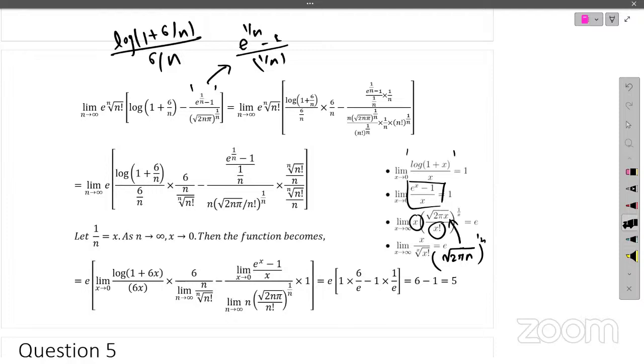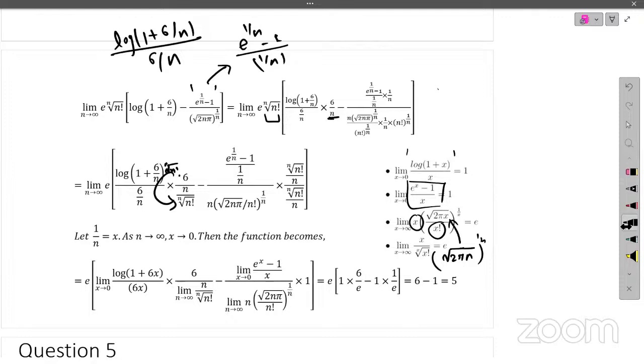Now we will multiply by this particular function, n factorial to the power 1 by n, in these two terms. If you multiply n factorial to the power 1 by n in this factor, it will come here as n factorial to the power 1 by n. But this thing we can take into the denominator, right? So that means here n is there.